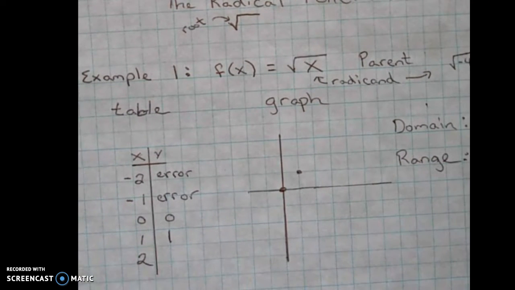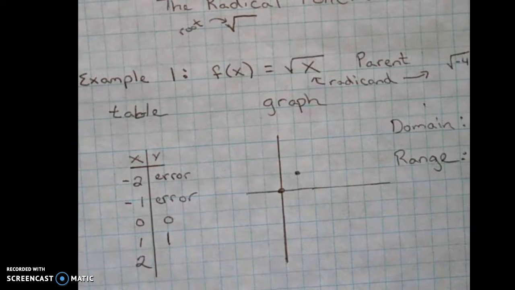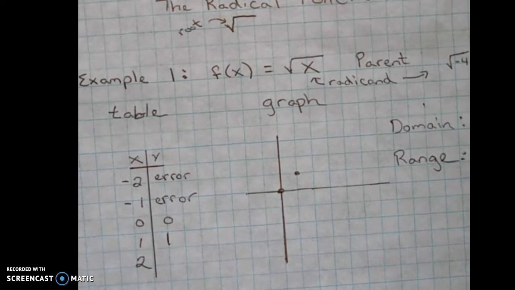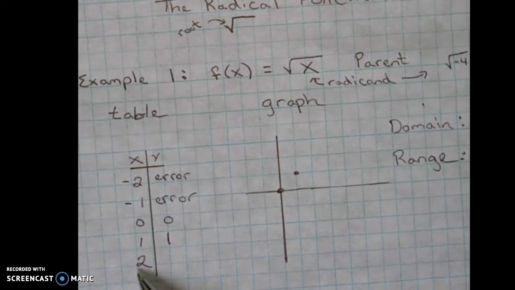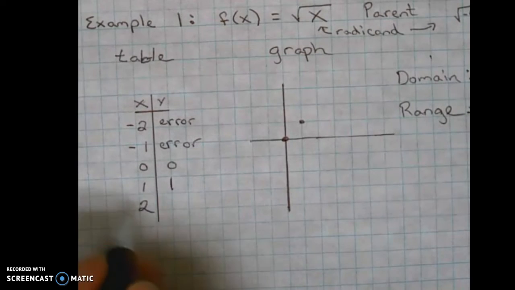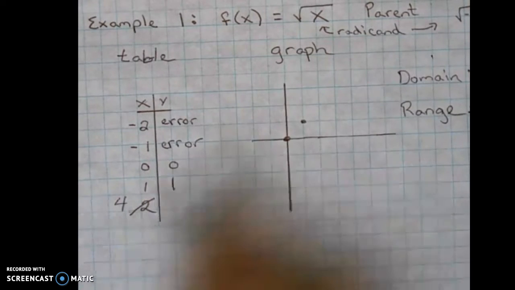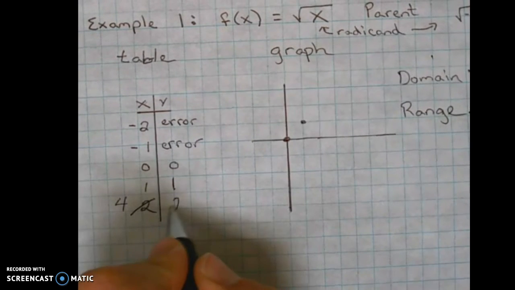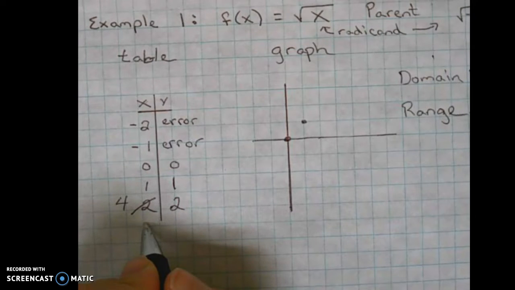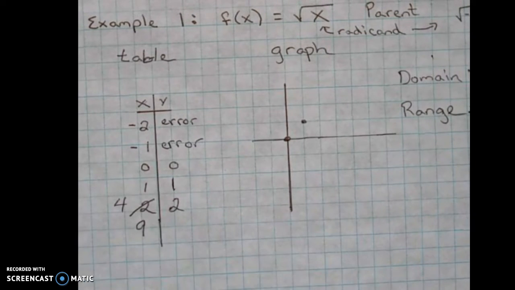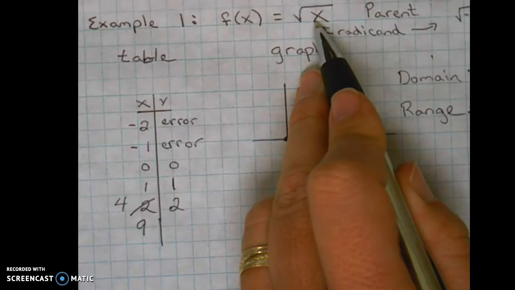Plugging 2 in, the square root of 2, now that's going to give us a decimal. So usually when we plug numbers in to graph, we try to use numbers that are perfect squares. So let's go to the first perfect square, which is 4. Plugging 4 in, the square root of 4 is 2. The next perfect square is 9, and plugging 9 in, the square root of 9 is 3.